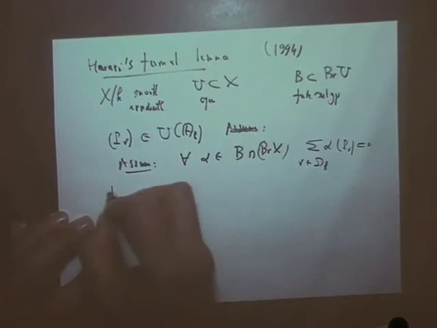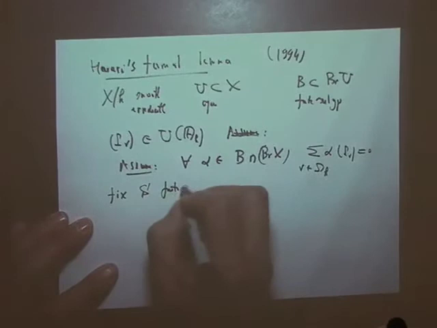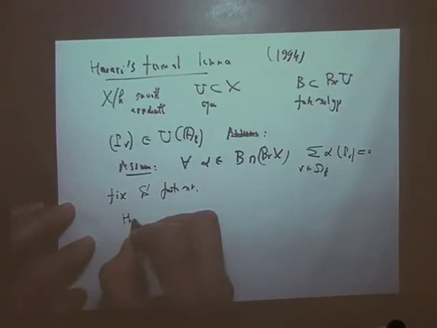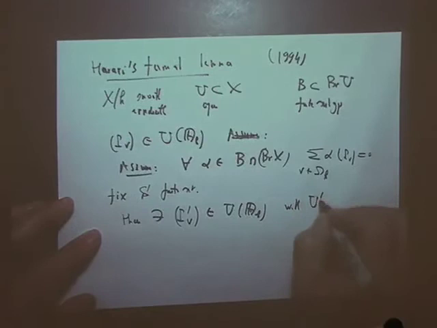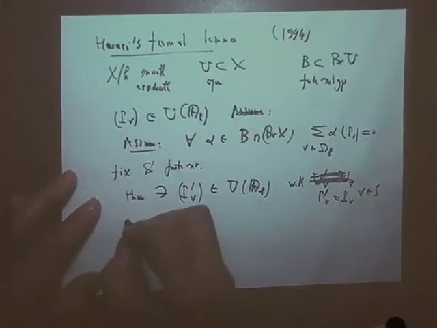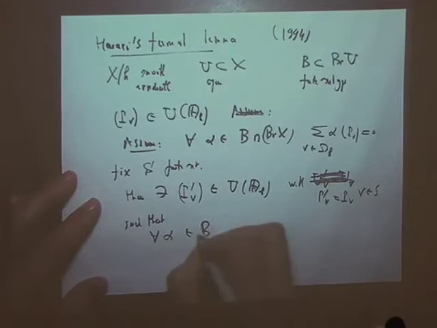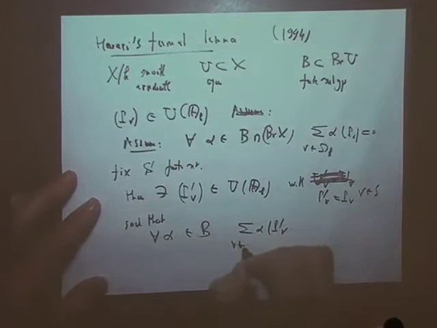And then I fix myself a finite set S of places. And then the statement is that there exists another family, P'_v, in U of the adeles, with P'_v equals P_v for v in S, at finitely many places, such that for all alpha, this time in the whole group B, the sum of the alpha of P'_v, v in Omega, is zero.